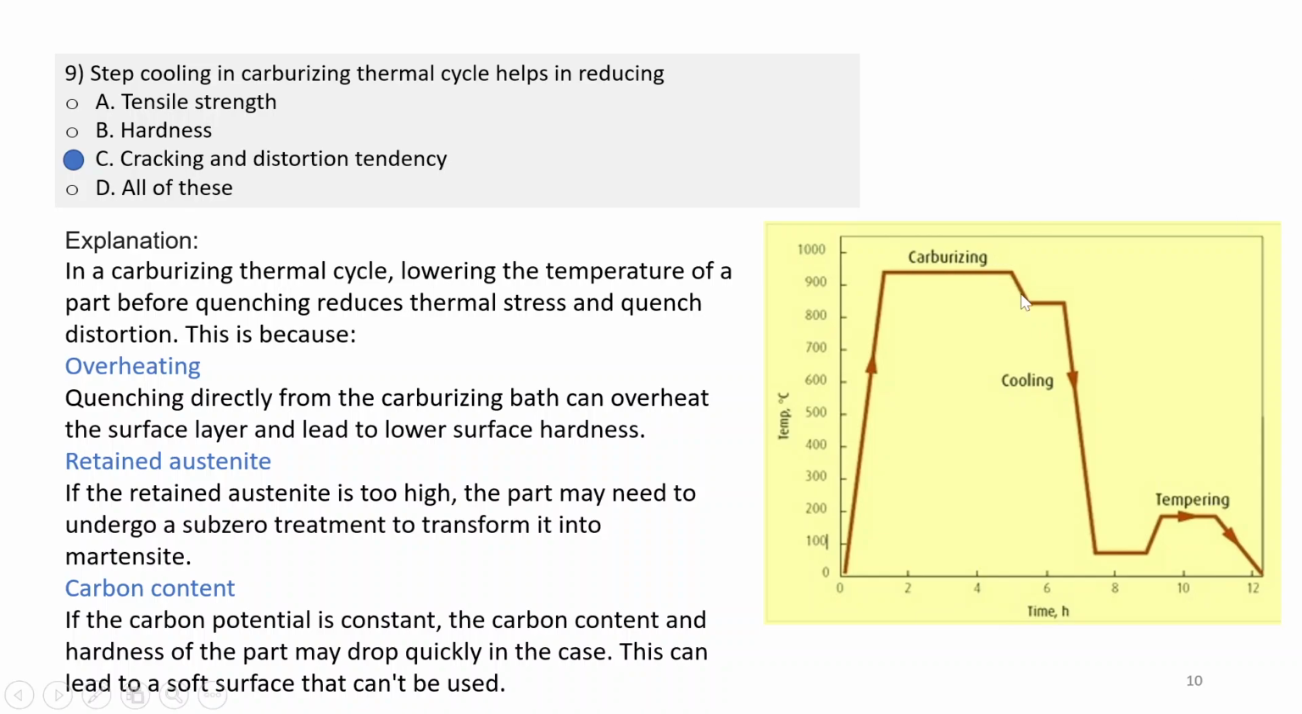So step cooling is used to prevent all this distortion and other defects. And after that you require tempering so that the martensite and residual stresses can be relieved and martensite can be converted into more stable structures.